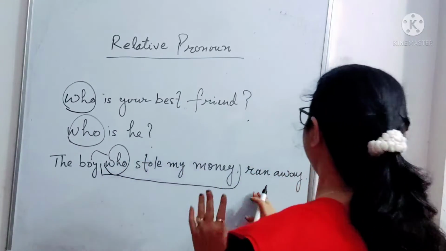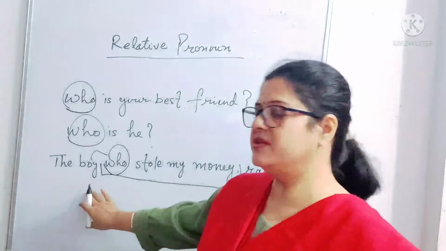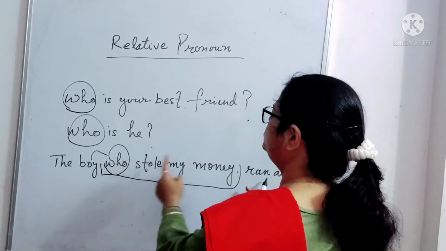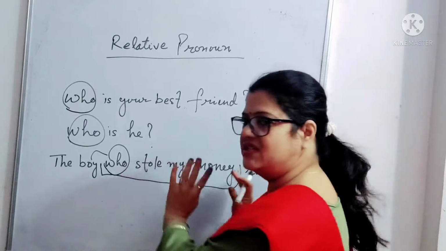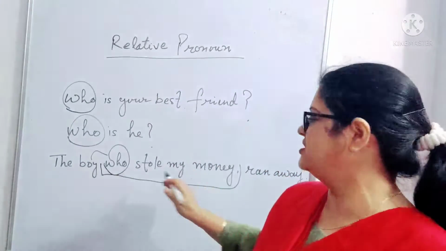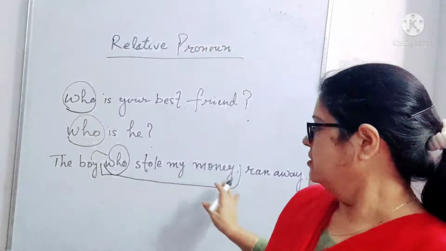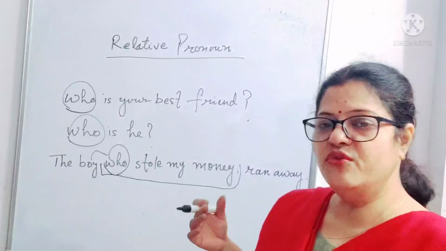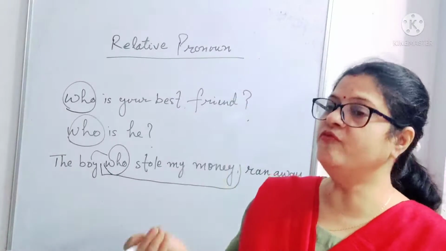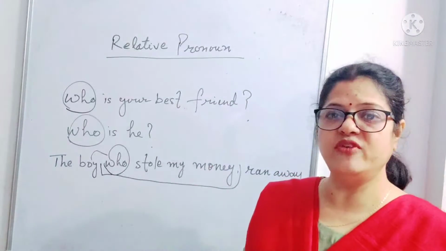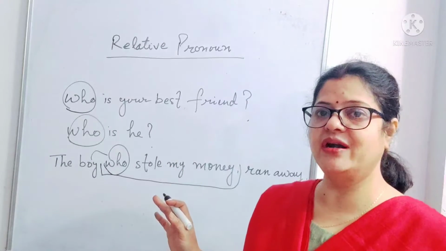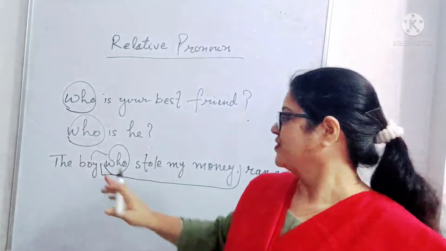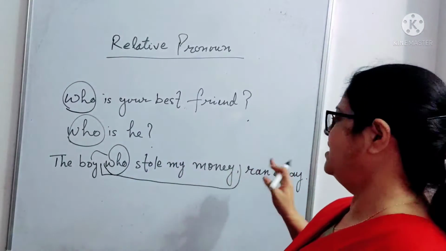And the boy ran away. This is the principal clause. And if we remove this clause, who stole my money, from this sentence, it would be the boy ran away. So we don't know about whom we are talking, about which boy we are talking. We don't have any idea regarding it unless we add this clause with this boy. Okay. So the boy who stole my money ran away.